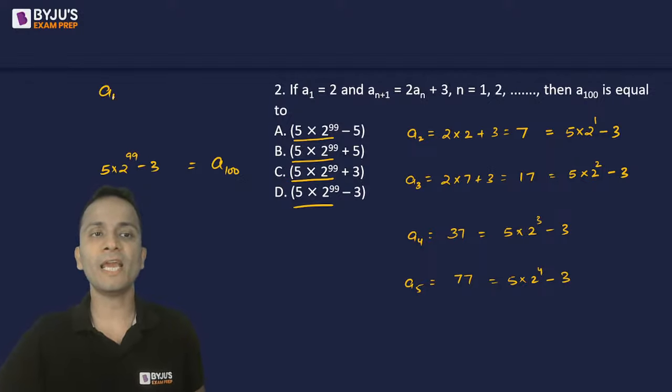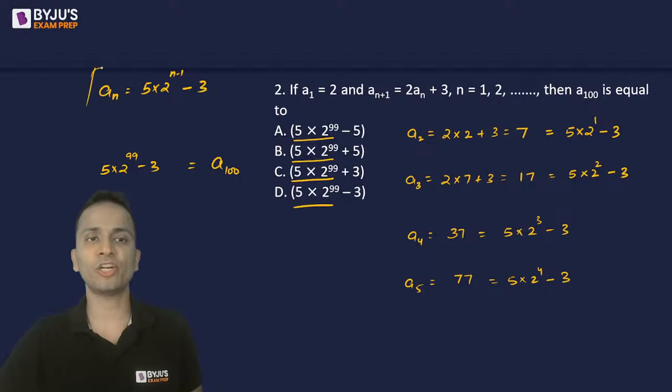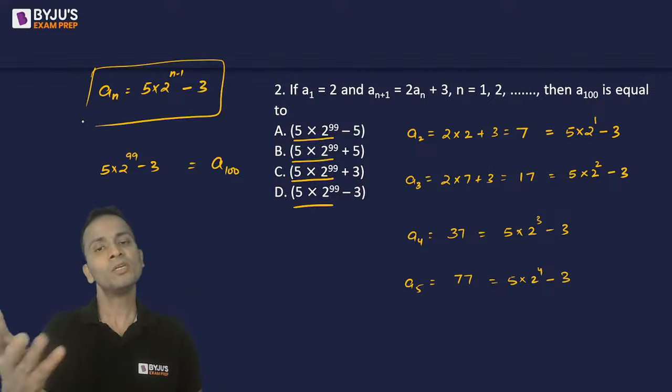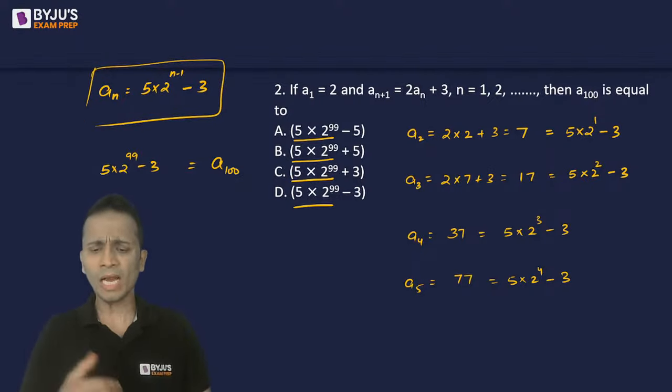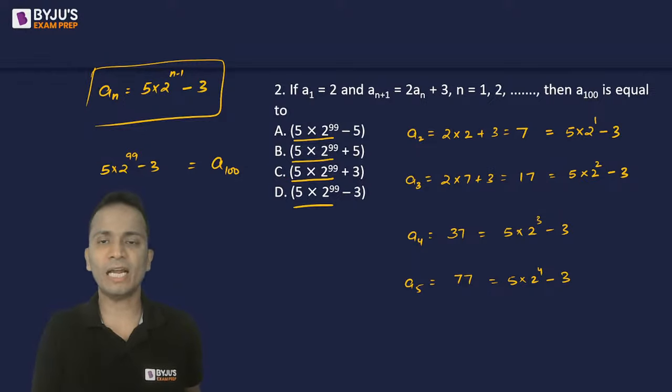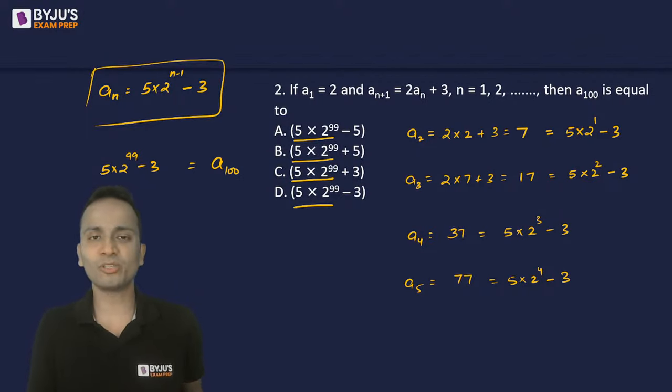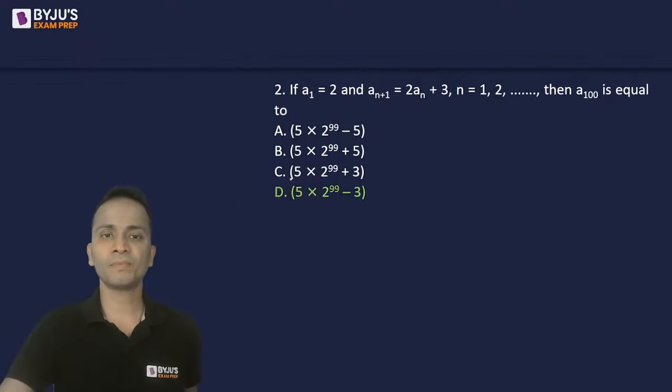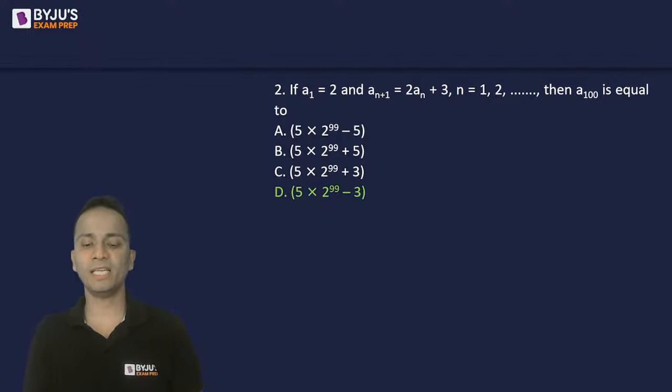I can say that an can be written as 5 multiplied by 2 raised to the power n minus 1 minus 3. This is the general term for an. So you can check among the options. I hope those who have not used the method that I have explained will certainly agree that this method is very easy, right? I've just written 2 or 3 terms and have generalized and got the answer of this question. So the correct answer should be option D, that is 5 into 2 raised to the power 99 minus 3.